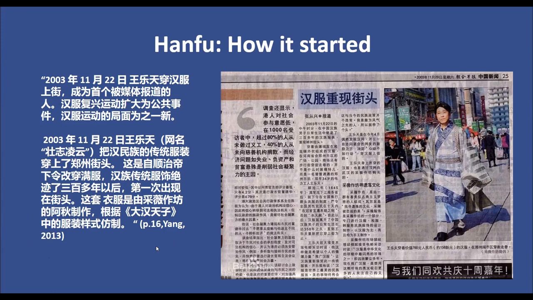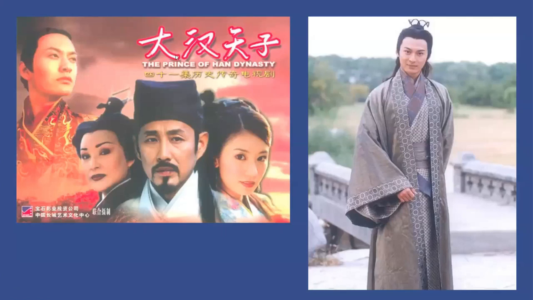This set of garments was made by Achu of Taiwei Workshop after the style of clothing that appeared in the TV series The Great Prince of Han. So this indicates that this is a book or TV series. In this case, it's a TV series. And here is the poster of the Prince of Han Dynasty. Here's a screen cap of the costume from it. I hope from your limited exposure to Western Han clothing, as exemplified by Mawangdui, that this is clearly something modern and made up.